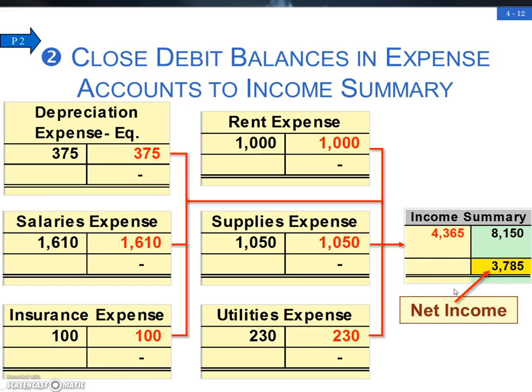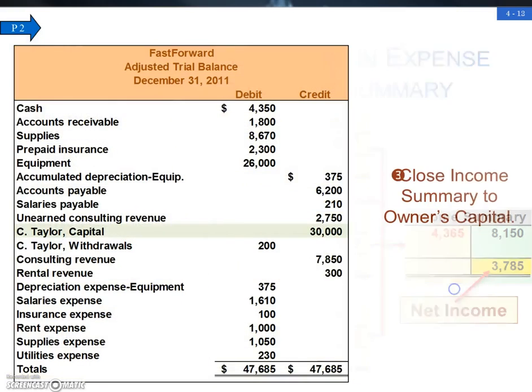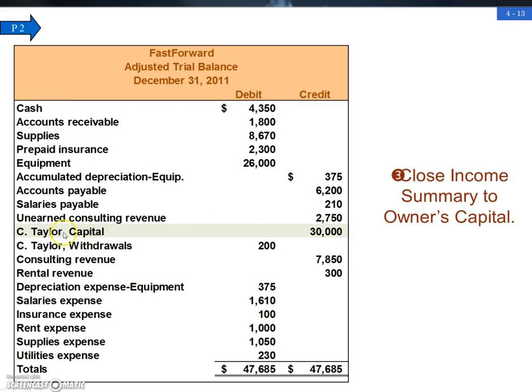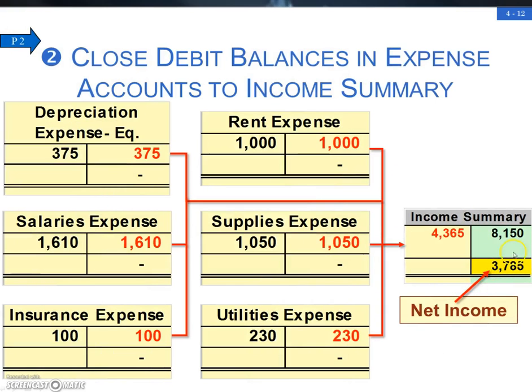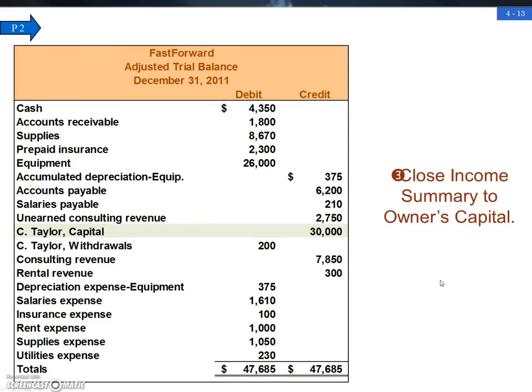Keep that in mind, folks. That's what I mean when I say close out an account. I want a zero balance. So let's go ahead and do that. And we want to close it to the capital account, right? Remember, that revenue, that $3,785 income, is now money that we owe to our owner. That is an increase in our owner's equity. So we got to take that from this account and move it into our owner's equity account.